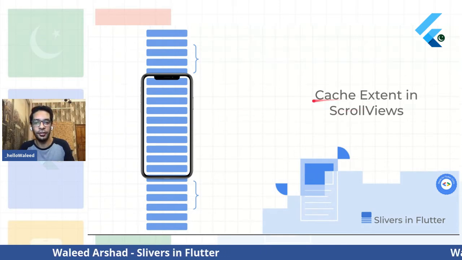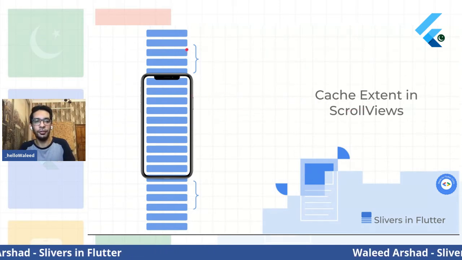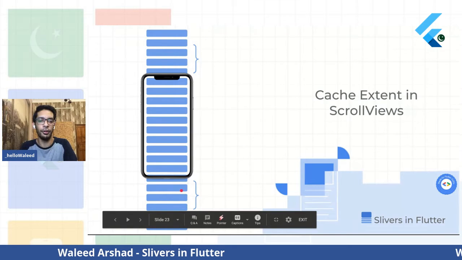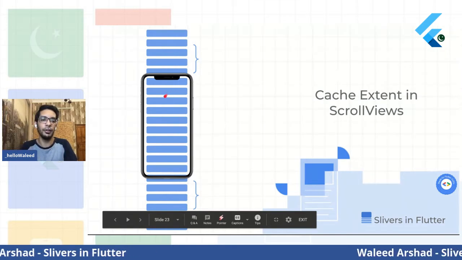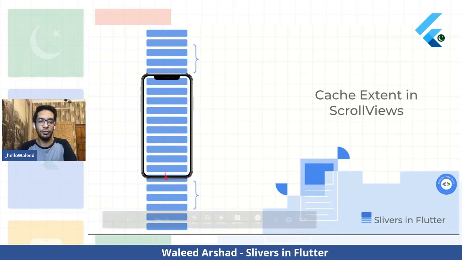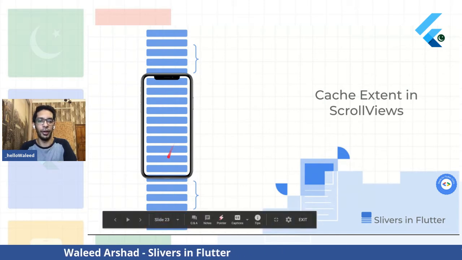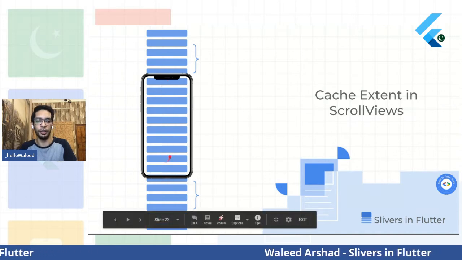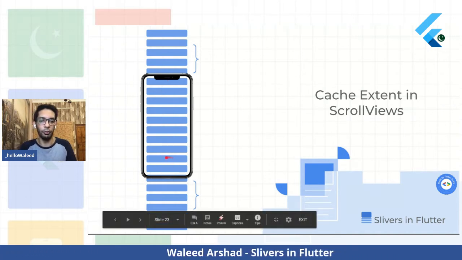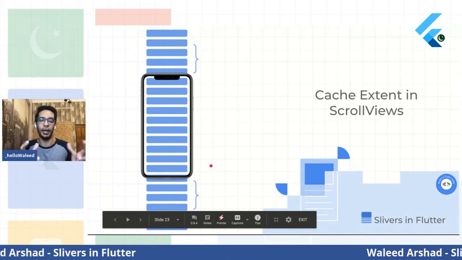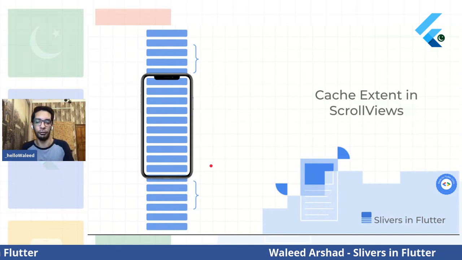So cacheExtent preloads some of the UI above the viewport and some of the UI below the viewport before they are even shown on the view. That's the main idea. They are not being shown on the view, but they are populated. So when the user scrolls up or scrolls down, the user does not have a bad experience, because it does not load at runtime. It keeps them preloaded. So that's the whole idea of cacheExtent in scroll views.